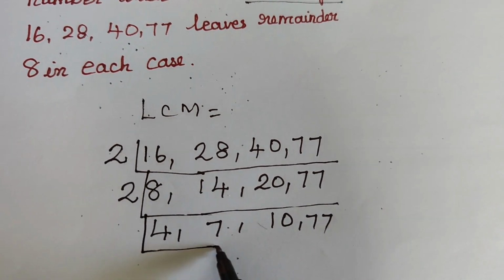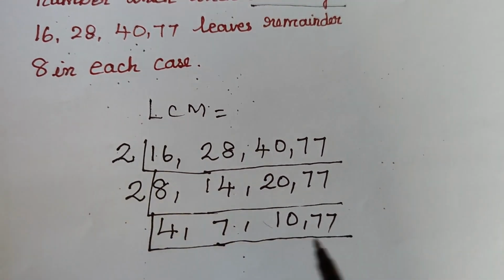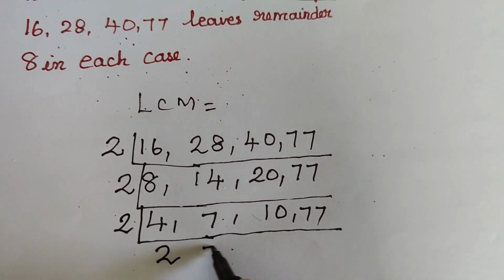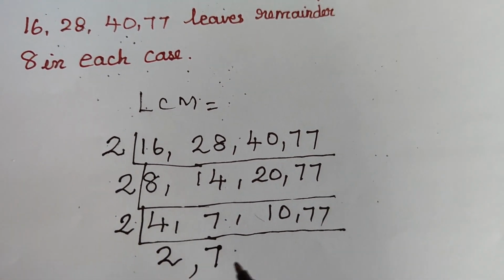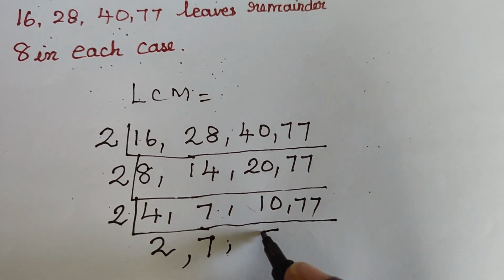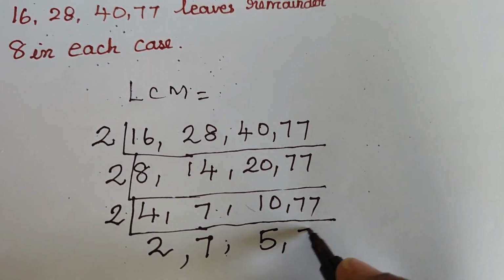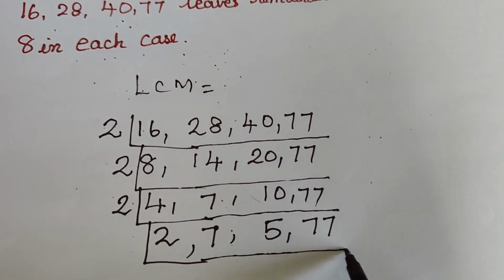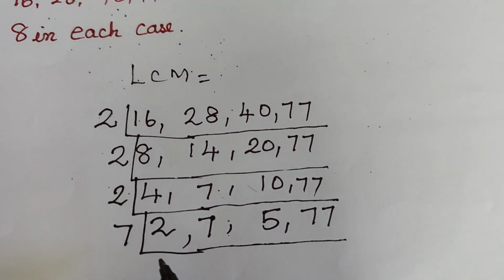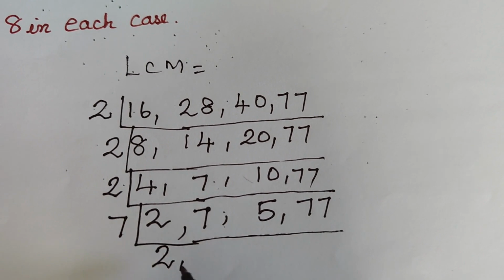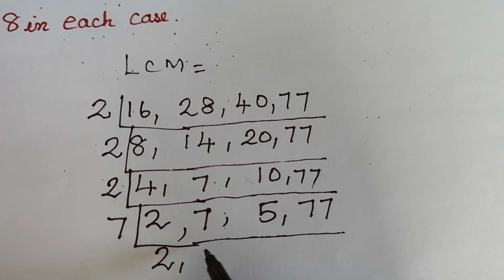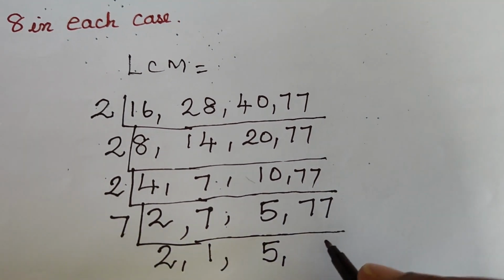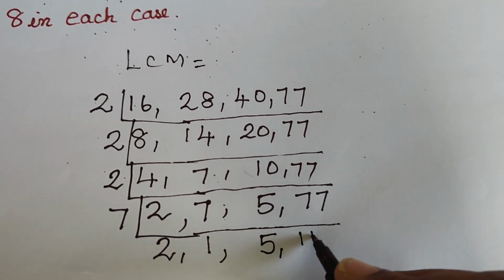Again you see 2 numbers are divisible by 2. So take 2: 4 divided by 2 is 2. 7 is not divisible by 2, so bring down 7. 10 is divisible by 2, 5. 77 is not divisible by 2, so bring down 77. Now 2 numbers are divisible by 7. Bring down 2 because 2 is not divisible by 7. 7 divided by 7 is 1. 5 is not divisible by 7, so bring down 5. 77 divided by 7 goes 11 times.